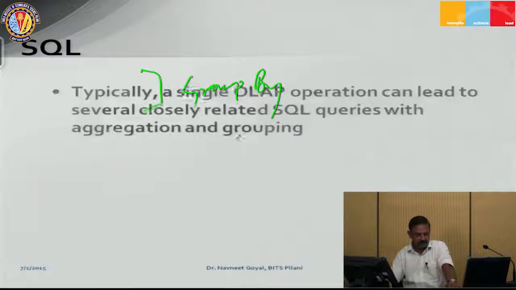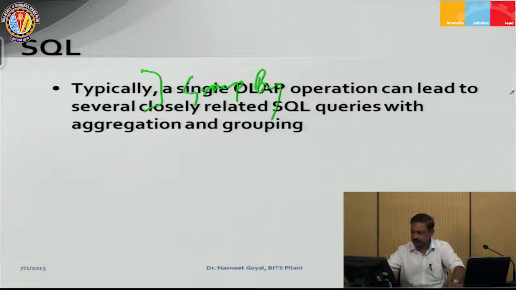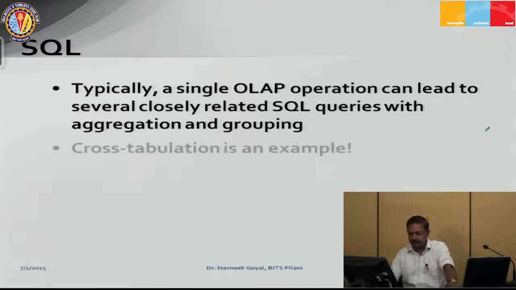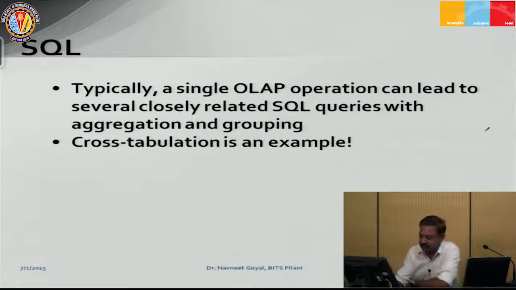So first let me, excuse me. So typically a single OLAP operation can lead to several closely related SQL queries with aggregation and grouping. Okay, so cross tabulation is an example. So cross tabulation, you understand that it looks like this.